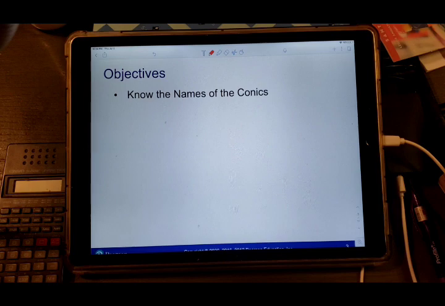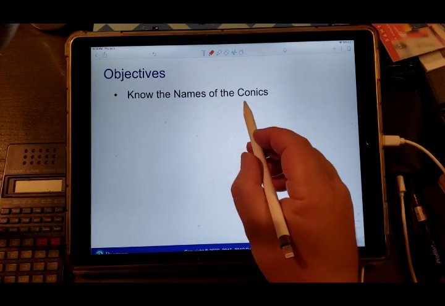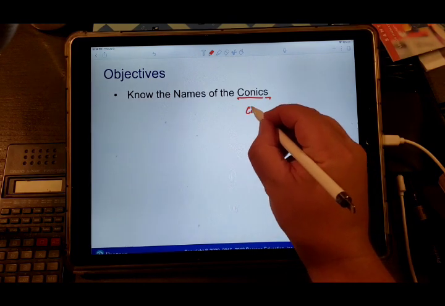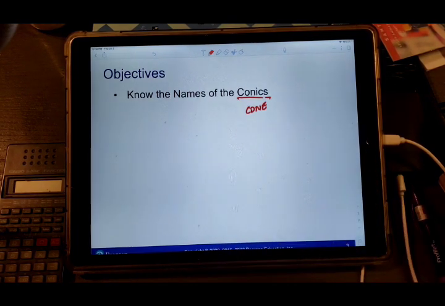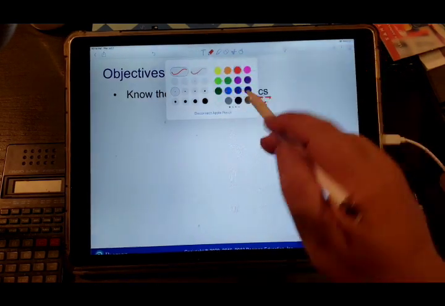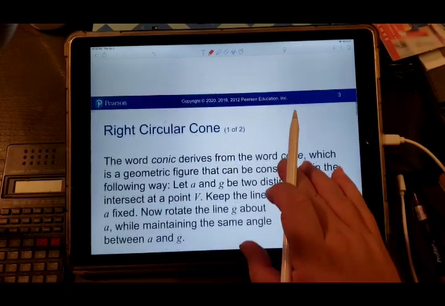So here it is, our objectives. Know the names of the conics. So the root word for conic is cone. And so these are, know the shapes that involve a cone. Somehow my marker is a little thick. Okay.